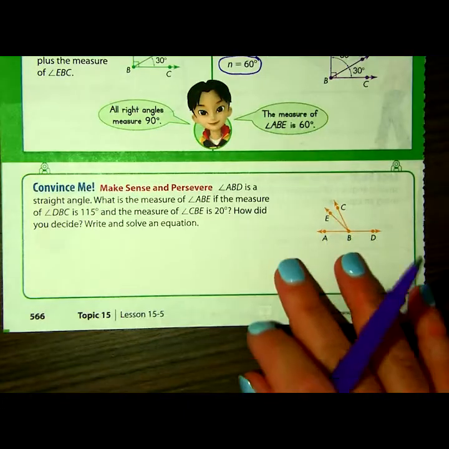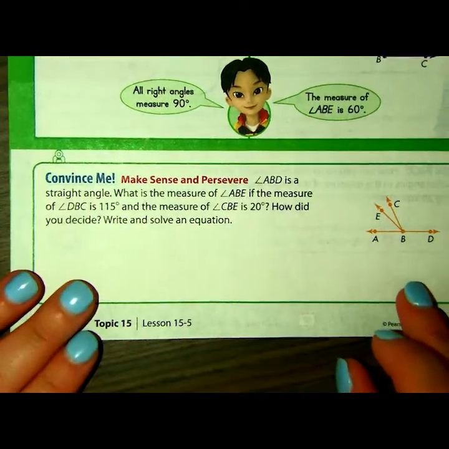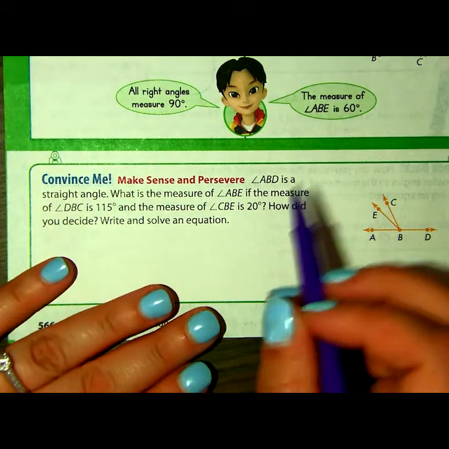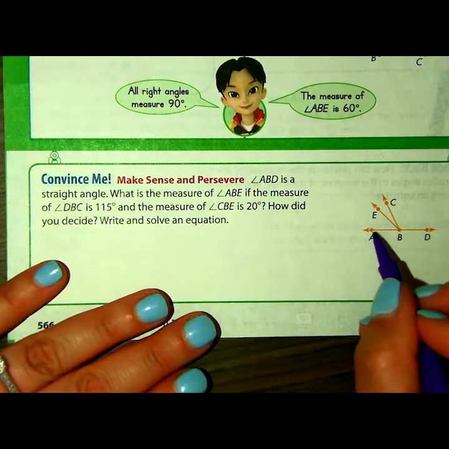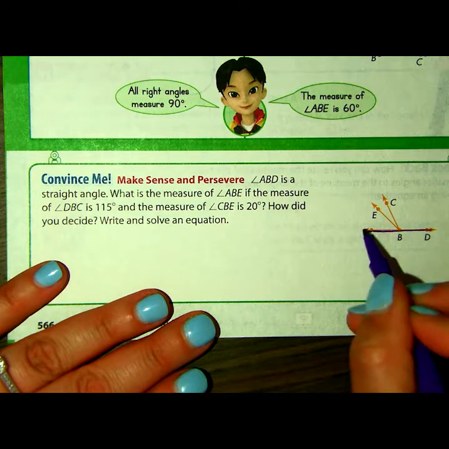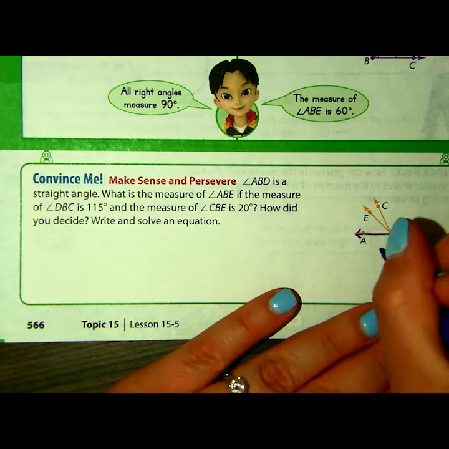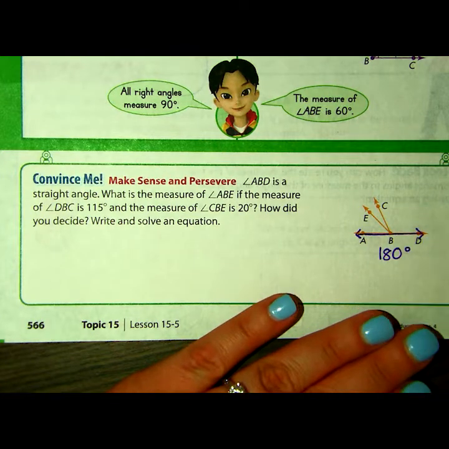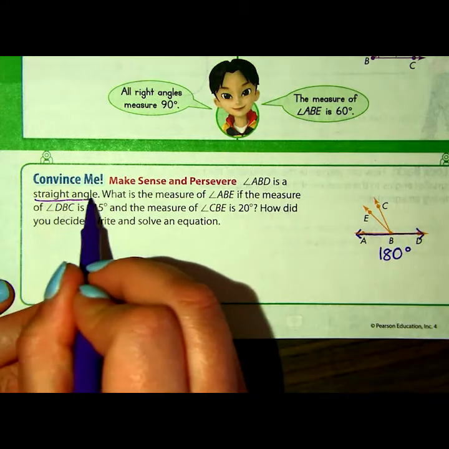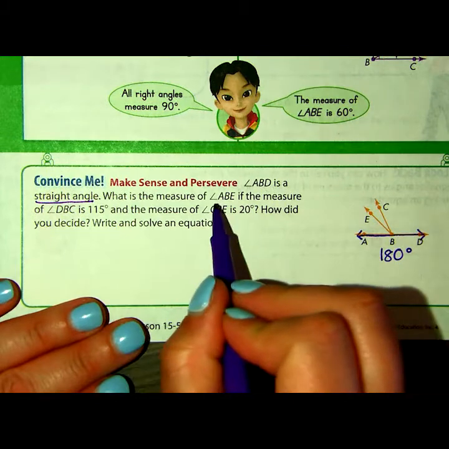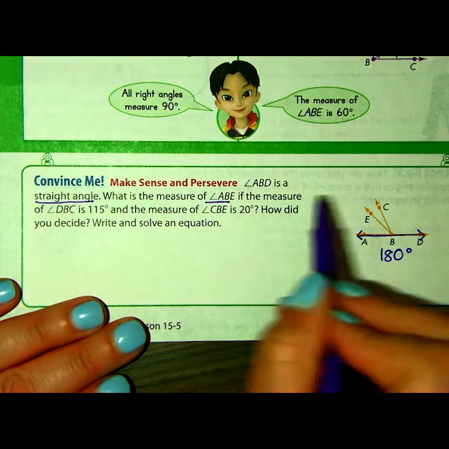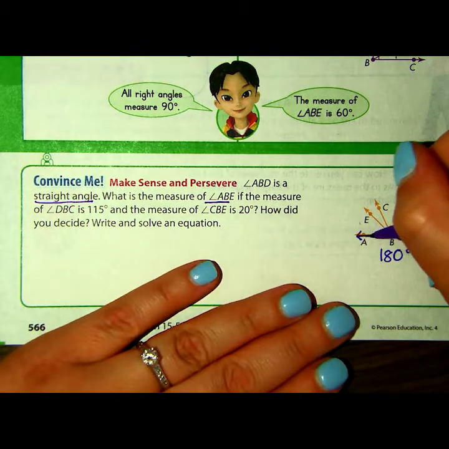I'm going to zoom in just a little bit. Okay. Angle ABD is a straight angle. That's this one right along here. First thing I think to myself is, oh, well, that measures 180 degrees. Straight angle. What is the measure of angle ABE? So we have to find this one right here.